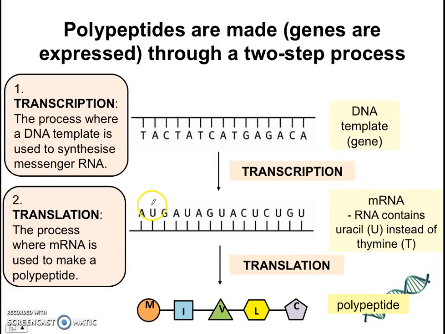Now this messenger RNA is complementary to the DNA template. You can see that when there's a T on the DNA template, the RNA has an A. However, you will notice that this messenger RNA contains a base called uracil instead of thymine. So RNA does not have thymine, it has uracil instead. More on that later. Now in the second step, this mRNA is then translated and used to make a polypeptide. So from this mRNA, we end up with a sequence of amino acids, which is a polypeptide.